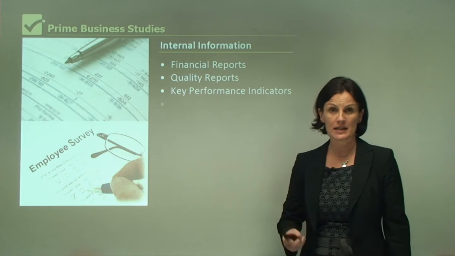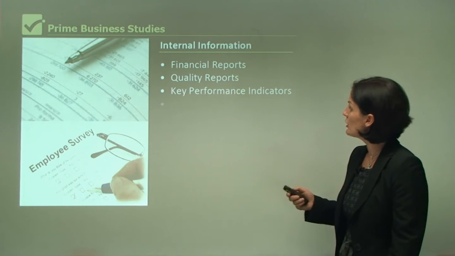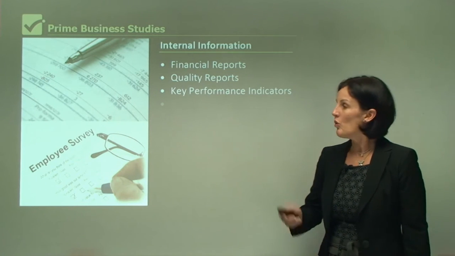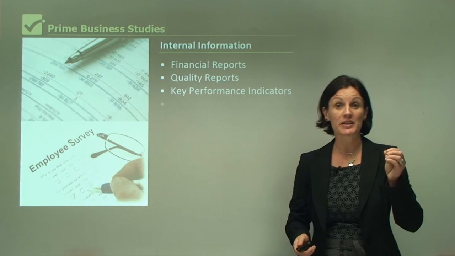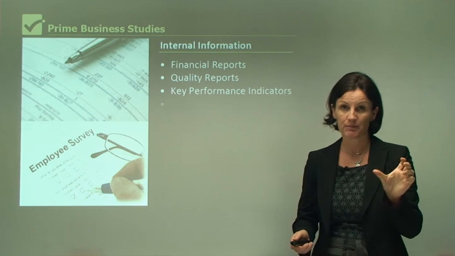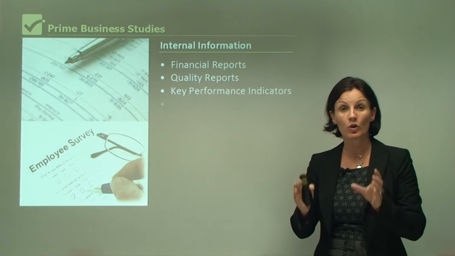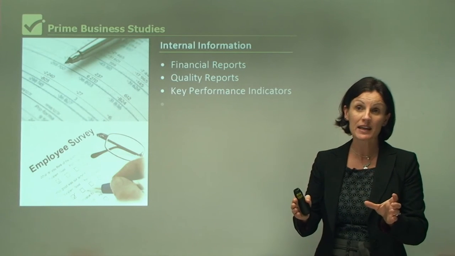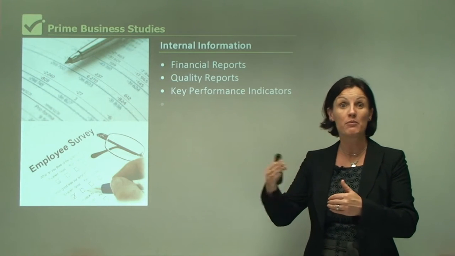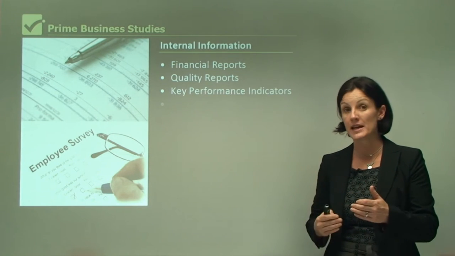Key performance indicators. Now, a very common key performance indicator is profit. What the business does is that they set themselves a target. We want to make this much profit this month. At the end of the month, they then record how much profit they did make, and then they can compare the two and work out why they made more than targeted or why they made less than targeted.